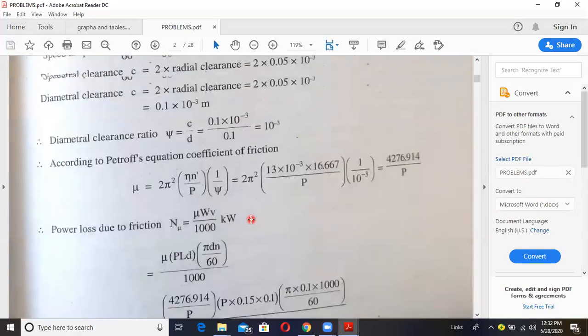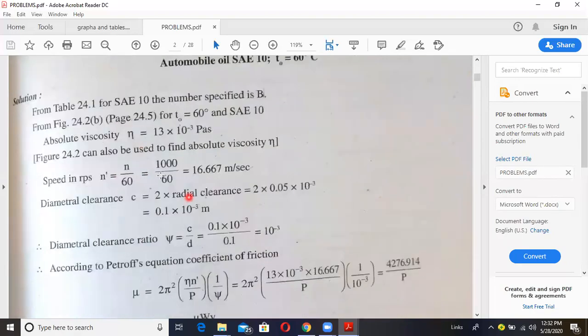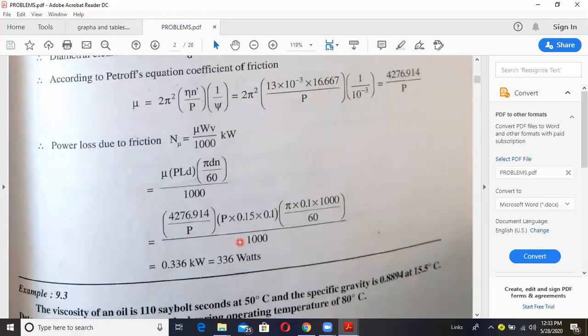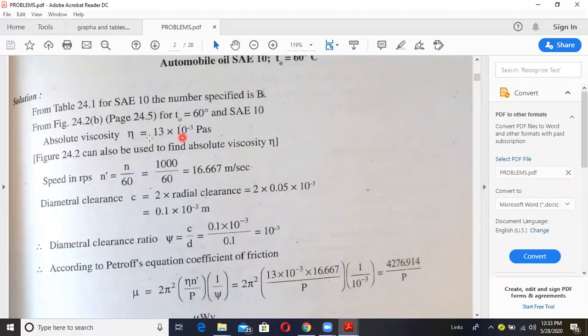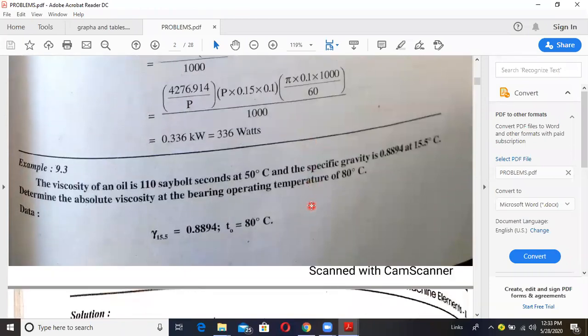So the important thing here is finding the absolute viscosity by using the type of the oil, that is its characteristic, and the operating temperature. Once you get eta, calculate the remaining unknowns, speed in RPS, diametrical clearance ratio xi, then calculate mu, then substitute, then calculate the power loss. Understood? Yes, sir. So the very important thing here is the calculation of eta by using the figure. Any doubt in the calculation of eta by figure? No, sir.